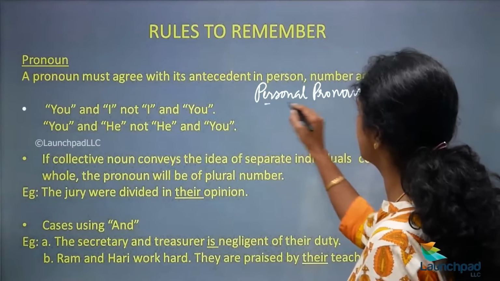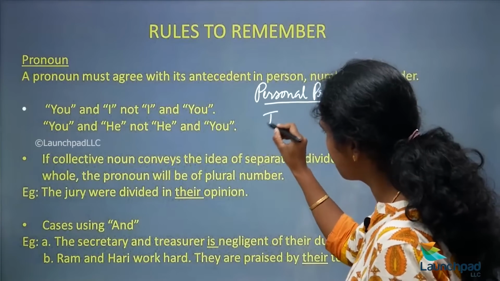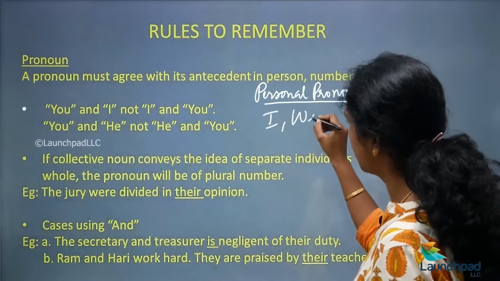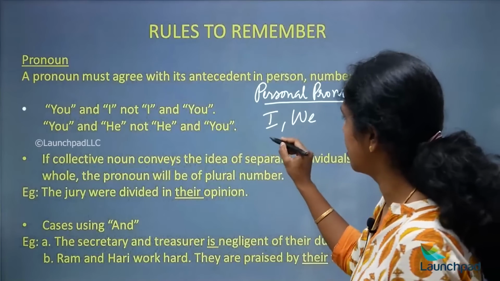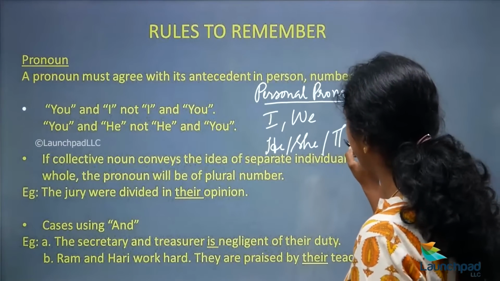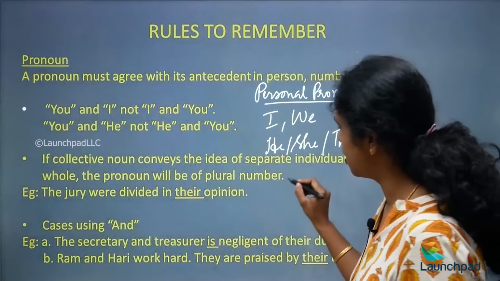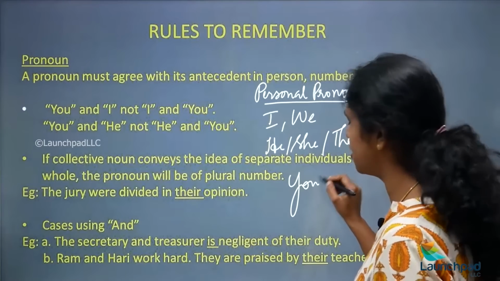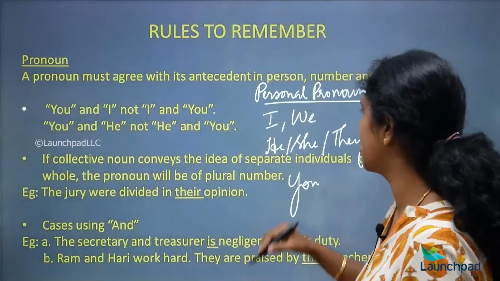Okay, so your personal pronoun, I, okay, we. It is your first person. He, she or they. It is your third person. You is used as second person in both singular and plural, right?